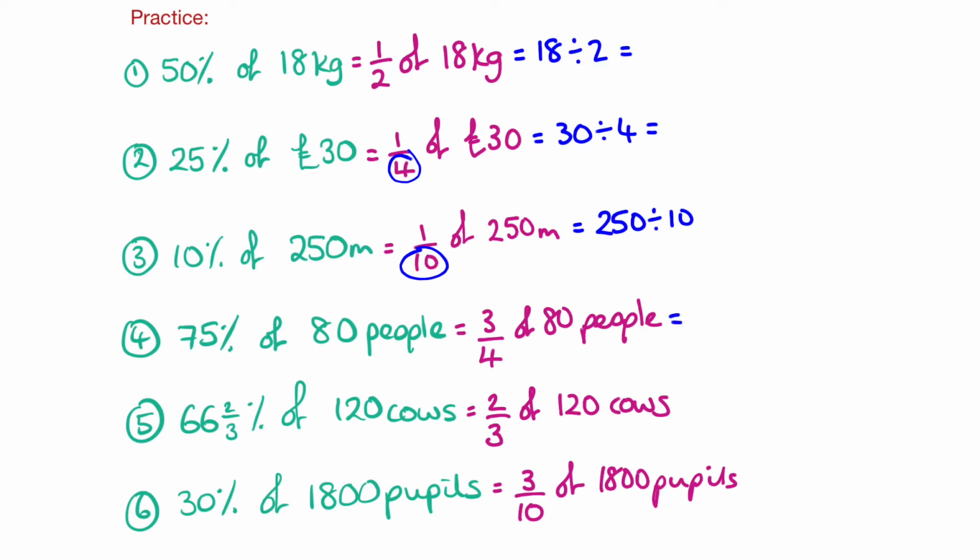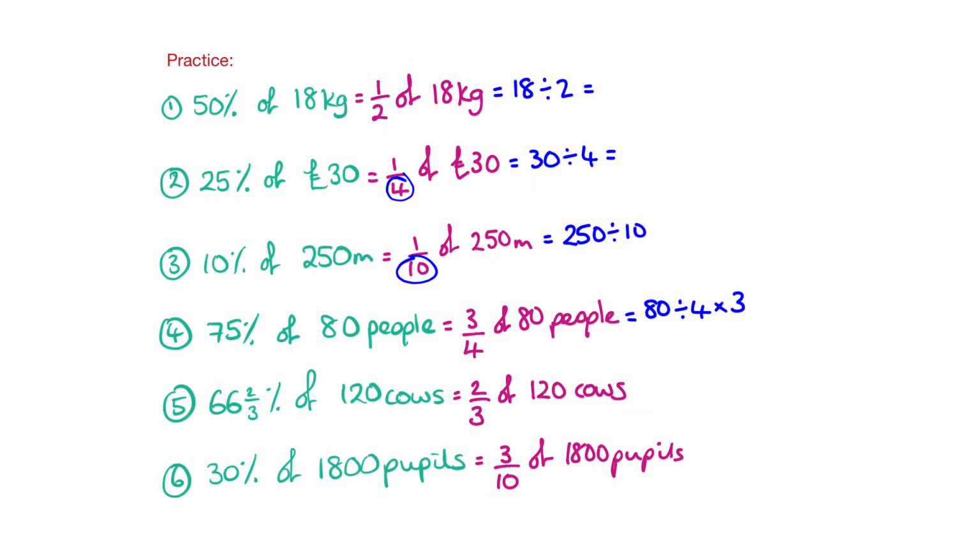For the next one, we're doing 80 divided by 4 and then times 3. For number 5, we need 2/3. So we're doing 120 divided by the bottom, so divided by 3 times by the top. And for the last one, divide by 10 times by 3. Remember, divide by the bottom times by the top. So that's how we're going to work these out.